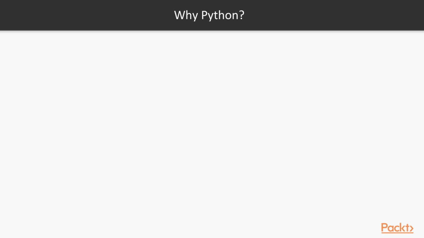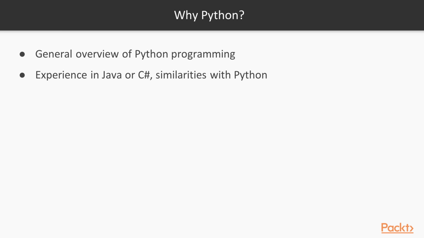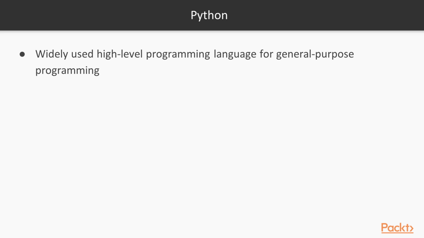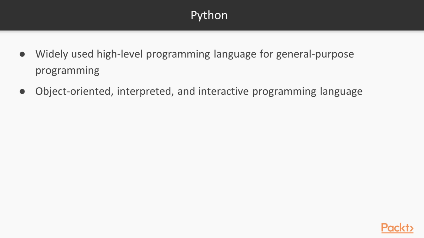Okay, so why Python? First of all, we will have a general overview of Python programming, and this part is meant for people who have some programming experience. If you have Python experience, then feel free to go immediately to the NumPy section. Python is a widely used high-level programming language for general-purpose programming. Apart from being an open-source programming language, Python is a great object-oriented, interpreted, and interactive programming language.